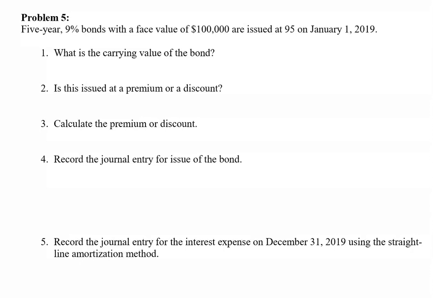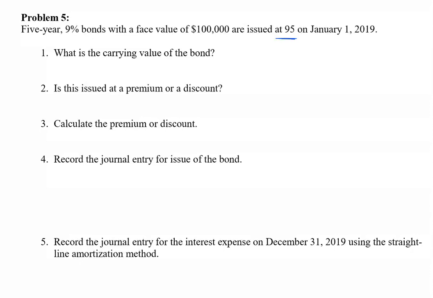In problem 5, it says we have 5-year 9% bonds with a face value of $100,000. They're issued at 95 on January 1st, 2019. Now you may have thought as you were reading the book and as I was reading this problem that this must be a typo. Issued at 95? That seems like something's missing. But that's really how we say it. What it means is it was issued at 95%, or 0.95.